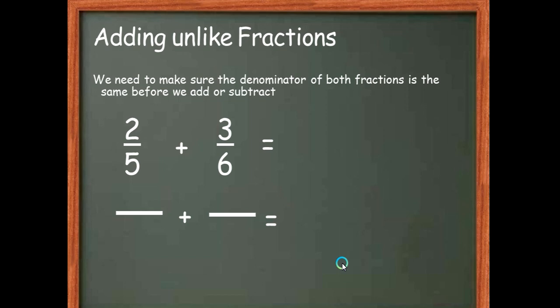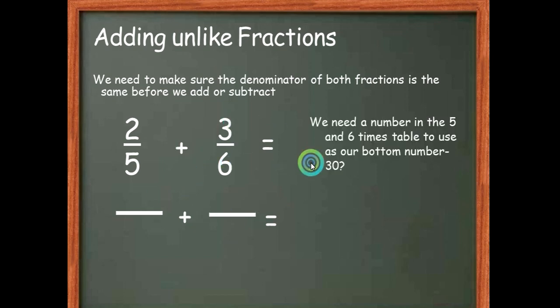Here is another one. Adding unlike fractions. Another example. Here we need to make sure the denominator of both fractions is the same before we add or subtract. Now this is 2 over 5 plus 3 over 6. Now we need to look at the 5 multiplication and 6 multiplication table to look at the common multiple that is common to both of them, the lowest.